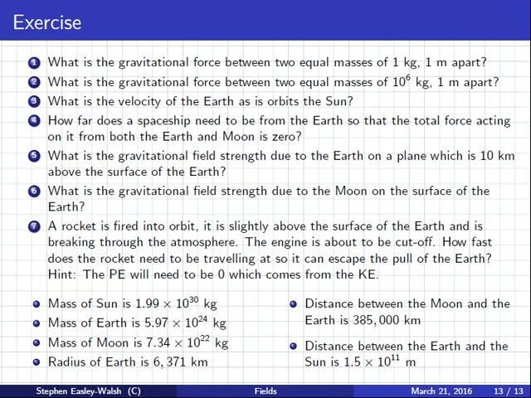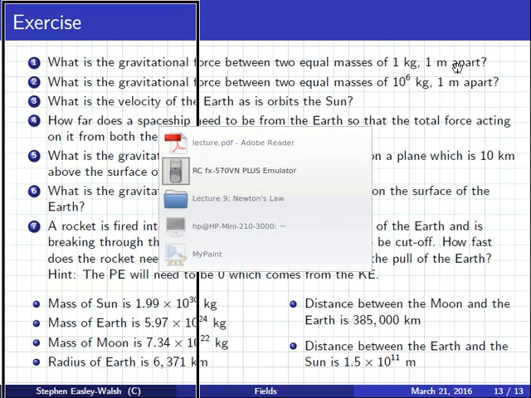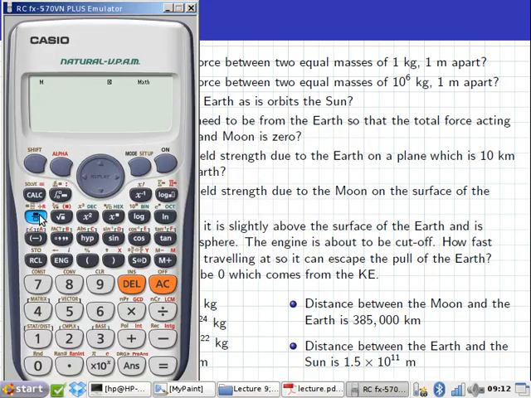What about the gravitational force between two equal masses of 10 to the power of 6 kilograms and 1 meter apart? So again, the formula will be like this. Down below is 1 squared, and on the top is 6.67 times 10 to the power of minus 11 times 10 to the 6 times 10 to the 6. 66.7 newtons.